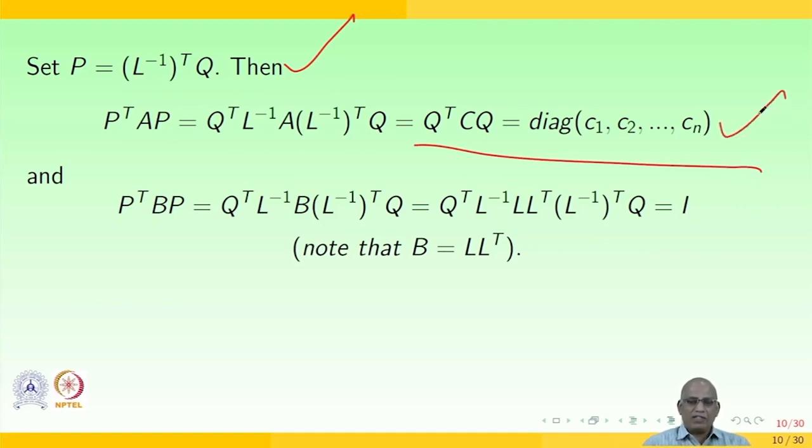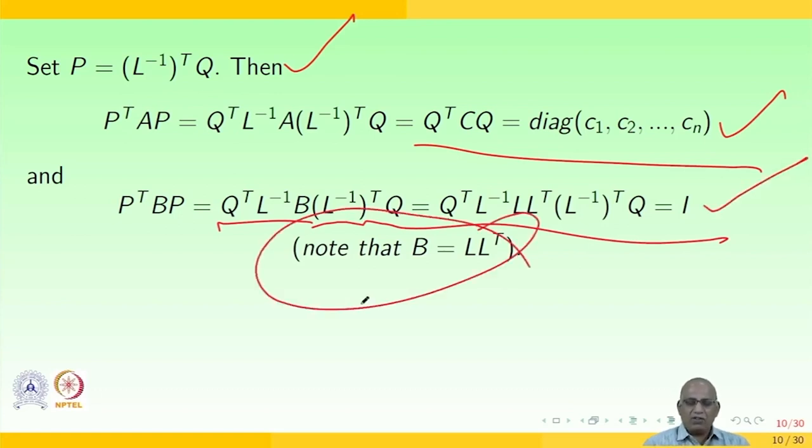And P transpose BP is equal to Q transpose L inverse B L inverse transpose Q. Ultimately you get Q transpose L inverse, L into L transpose, L inverse whole transpose into Q, which is I. Note that B is equal to L times L transpose.